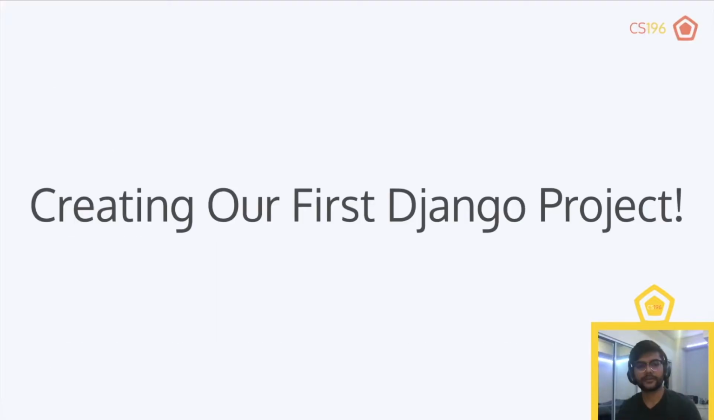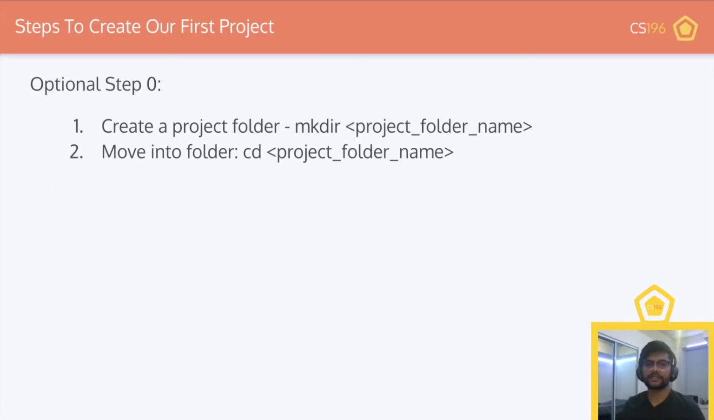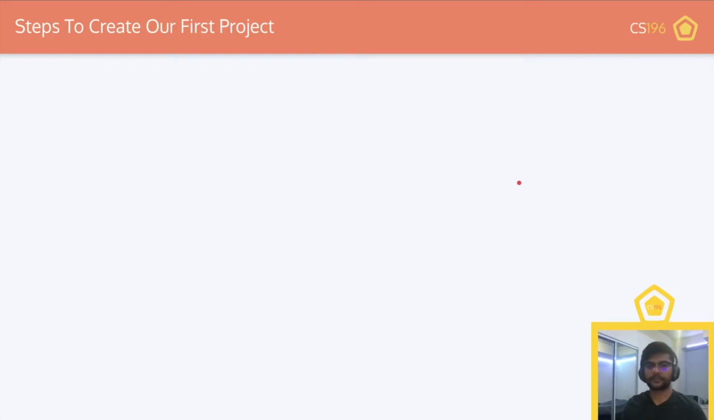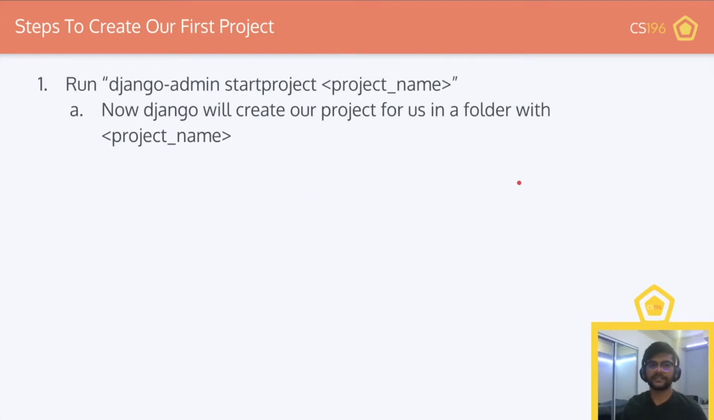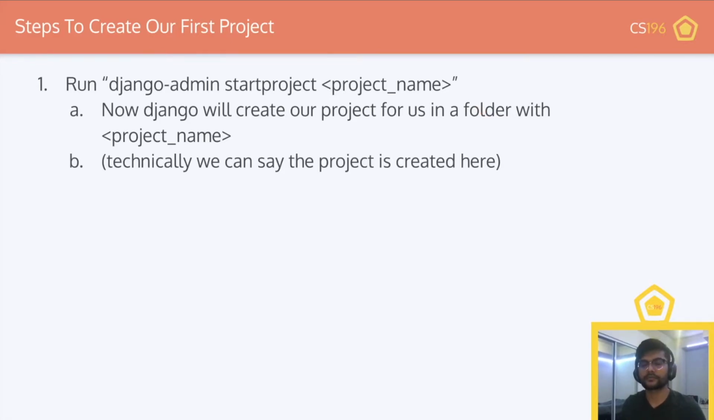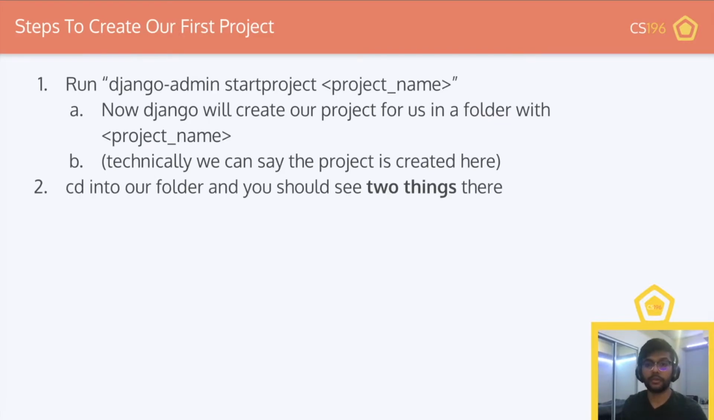So let's create our first Django project. This is optional step 0. You can create an empty project folder using mkdir and then cd into it. But the way we actually do this is we run this command, django-admin startproject and the project name. Now Django will create our project for us in the folder with the project name. And technically we can say the project is created here, but we're going to do a few additional steps. And I will do all of this for you guys, so you'll have a proper demo.